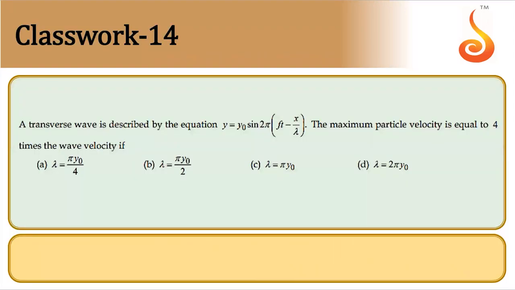A transverse wave is described by the equation y equals y naught sine of 2 pi into (ft minus x by lambda). The maximum particle velocity is equal to 4 times wave velocity if lambda is: pi y naught by 4, pi y naught by 2, pi y naught, or 2 pi y naught. Note on this.